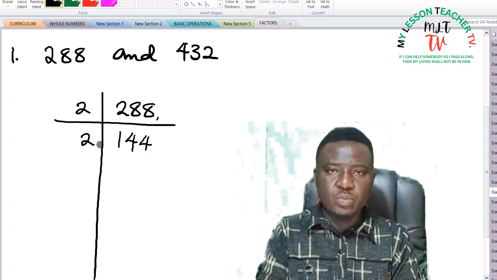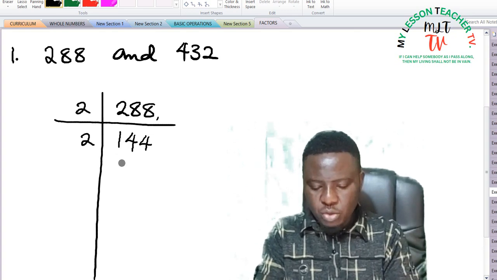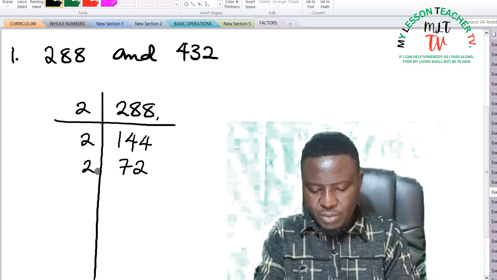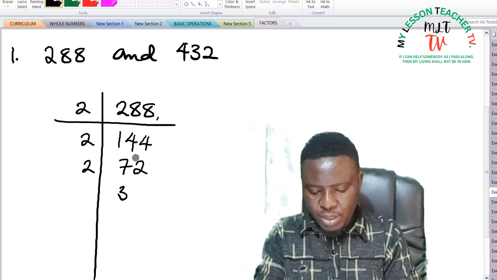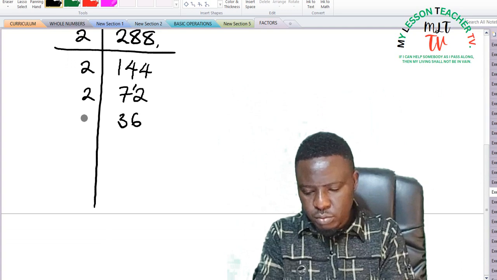144 is also divisible by 2 for the same reasons. 2 into 1, it cannot. 2 into 14 is 7. 2 into 4 is 2. 2 can still divide for the same reasons. 2 into 7 is 3 times remainder 1. This becomes 12. 2 into 12 is 6. So long as 2 can still divide, keep dividing by 2.